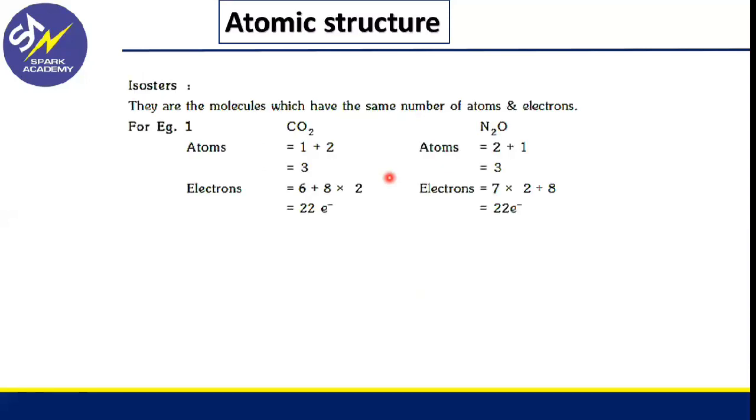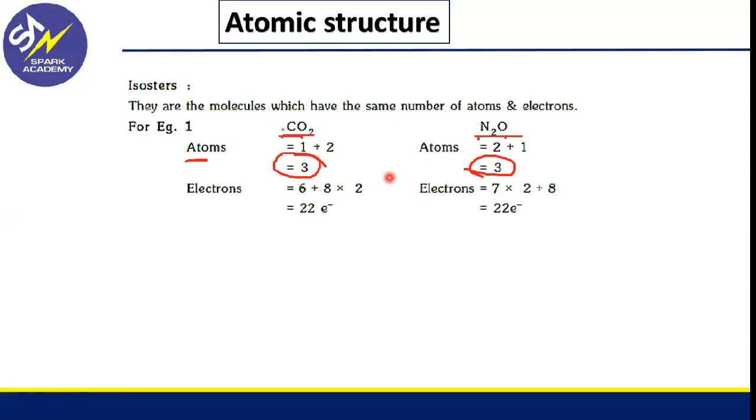The next one is isostars. Isostars depend upon the number of atoms and electrons. So if they have the same number of atoms and the same number of electrons, they will be called isostars. If you look at these two examples, CO2 and N2O, what are the atoms present? C and 2 oxygens. So the number of atoms is 3, and the number of atoms is 3. Now only if this is equal, it is not an isostar. Also the electrons should be equal.